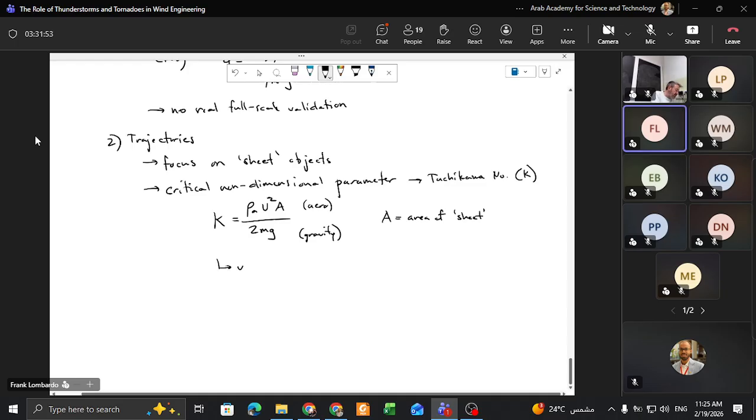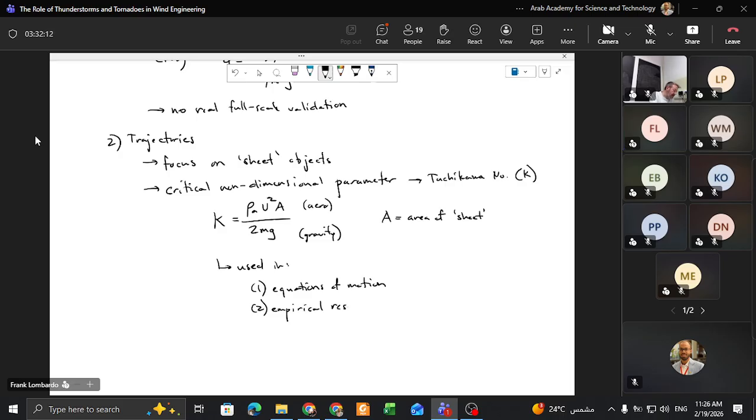Now you'll see this used in a couple of different places. One is in the equations of motion, where you'll see some non-dimensional parameters, and you'll see the Tachikawa parameter in there sometimes. It can also be used in empirical results, to compare to observed trajectories. Both of these are to estimate the trajectory of the debris.